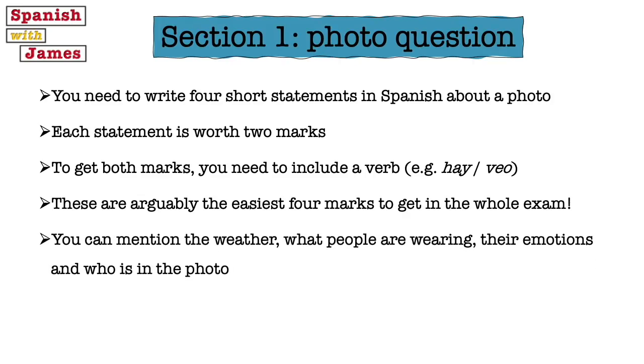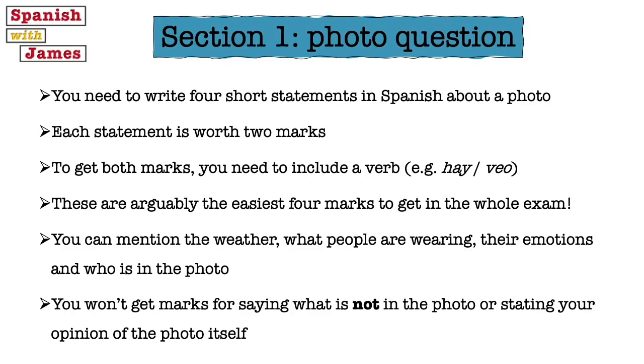And as I said, if you get stuck, you can just talk about weather, clothes, emotions, and what you can see in the picture. What you won't get marks for is saying what's not in the photo or saying your opinion of the picture itself. So if you said, me gusta la foto, you wouldn't get the mark. You can give opinions like, pienso que la chica está feliz, I think that the girl is happy. You can say, pienso que hace frío, I think that it's cold, even if you can't really tell from the picture. Those sorts of things are fine, but you don't get the marks if you just say you like or you dislike the photo, or you say no hay, and then you say what isn't in there.